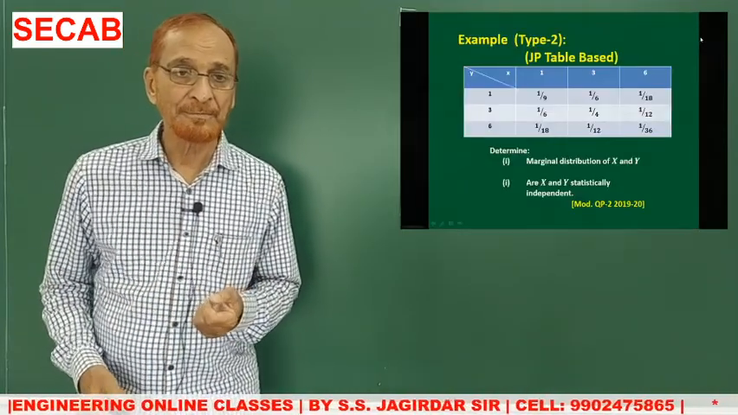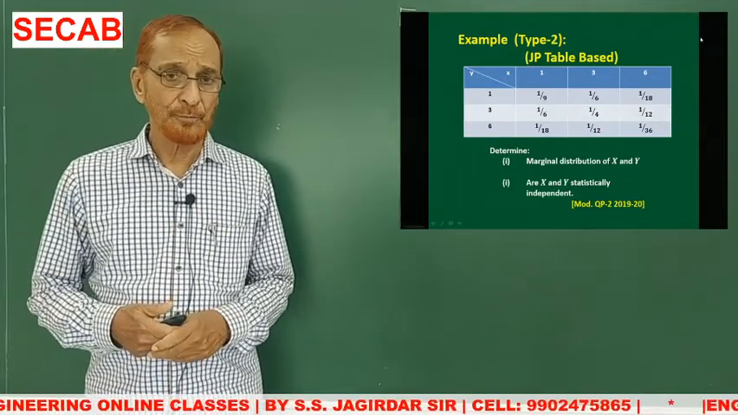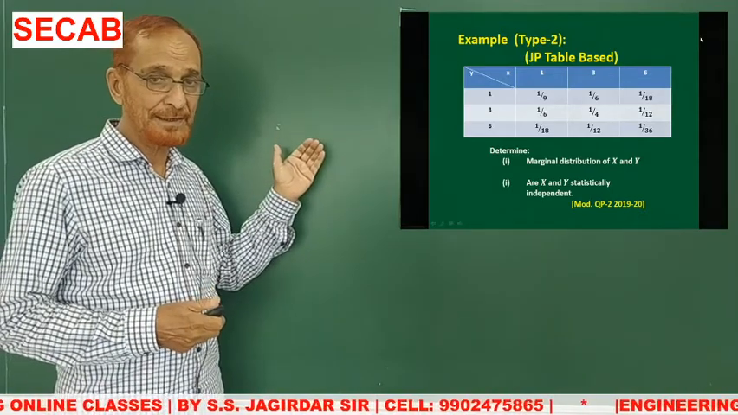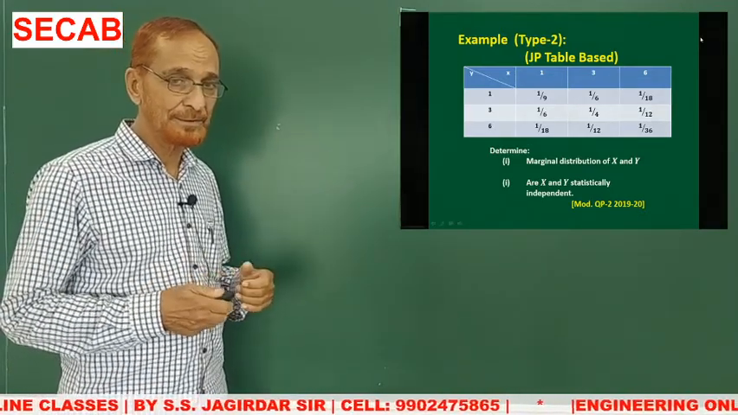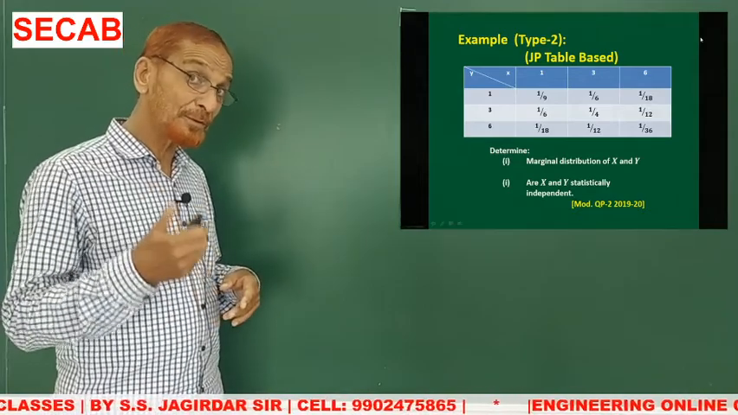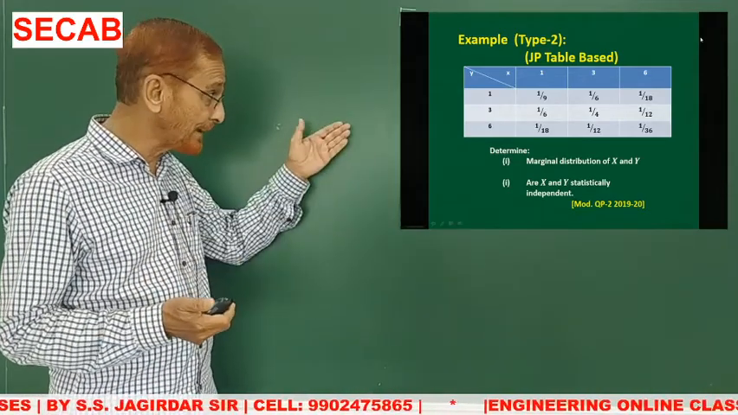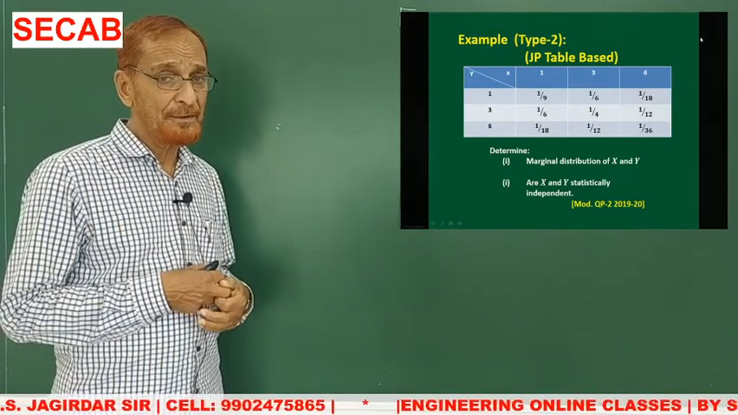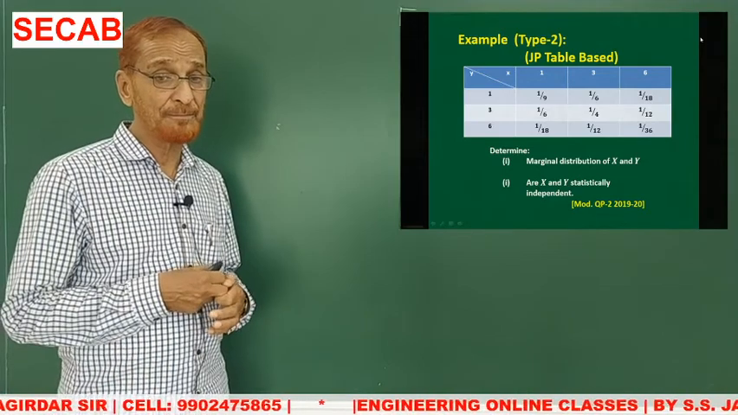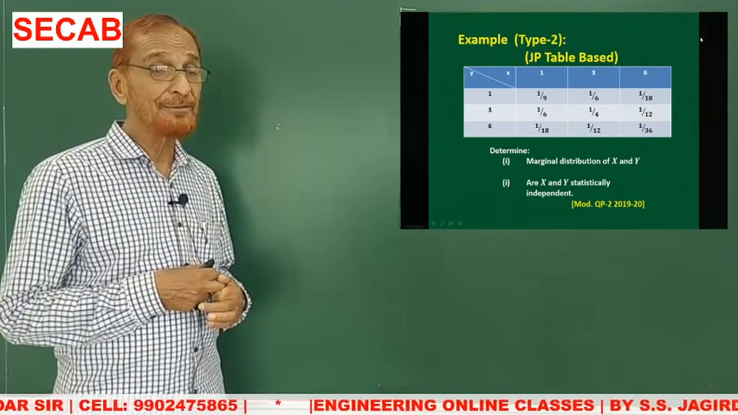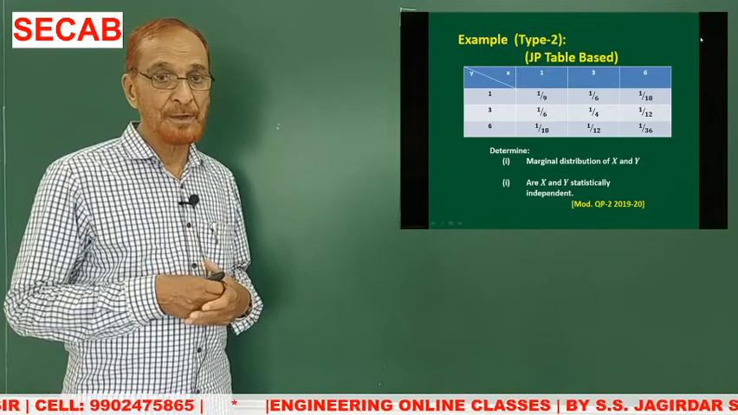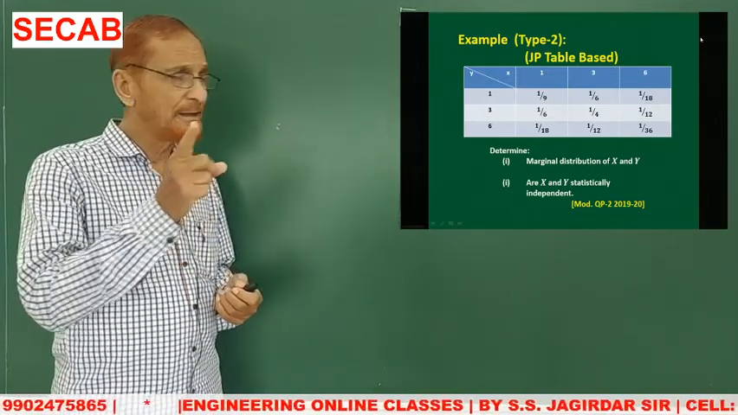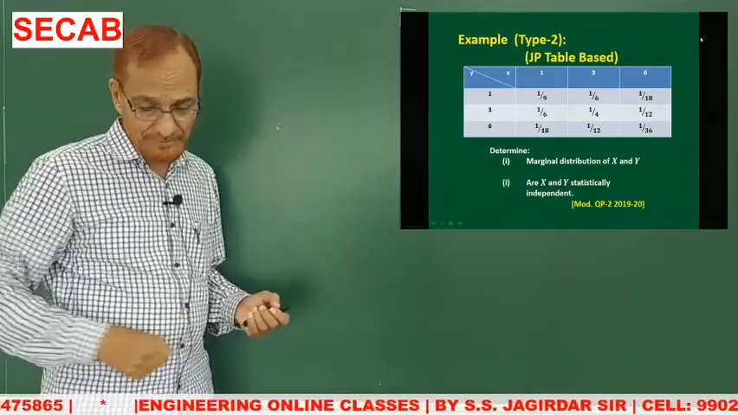Now example type 2. You can see it is again JP table based. The first type was based on the JP table only, and this type is also based on the JP table. Here the JP table is given, and what has been asked is to determine the marginal distribution of x and y. This is not new for you, you can calculate it easily. So first I will concentrate on how to calculate the marginal distribution of x and y.